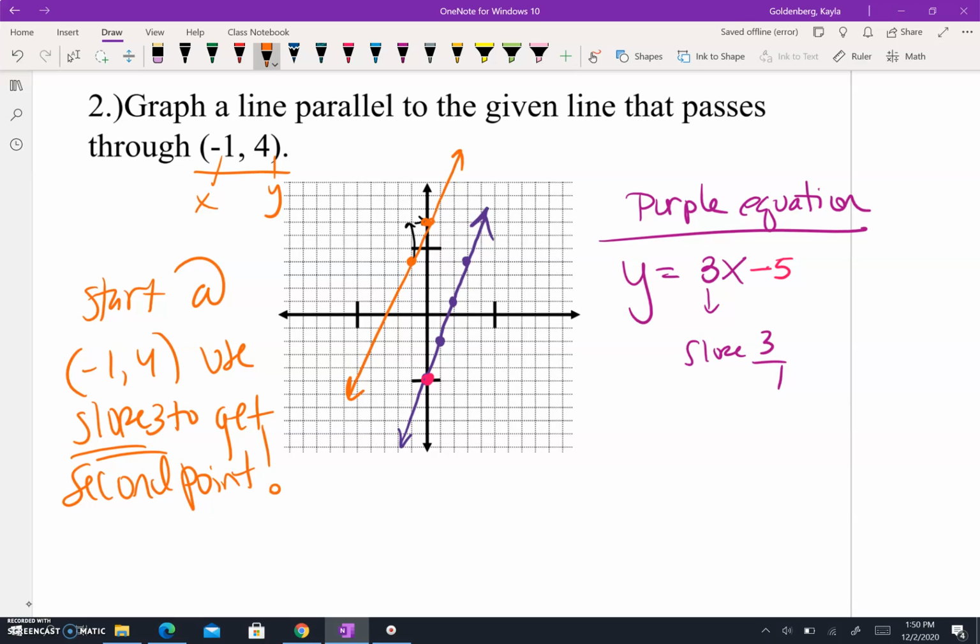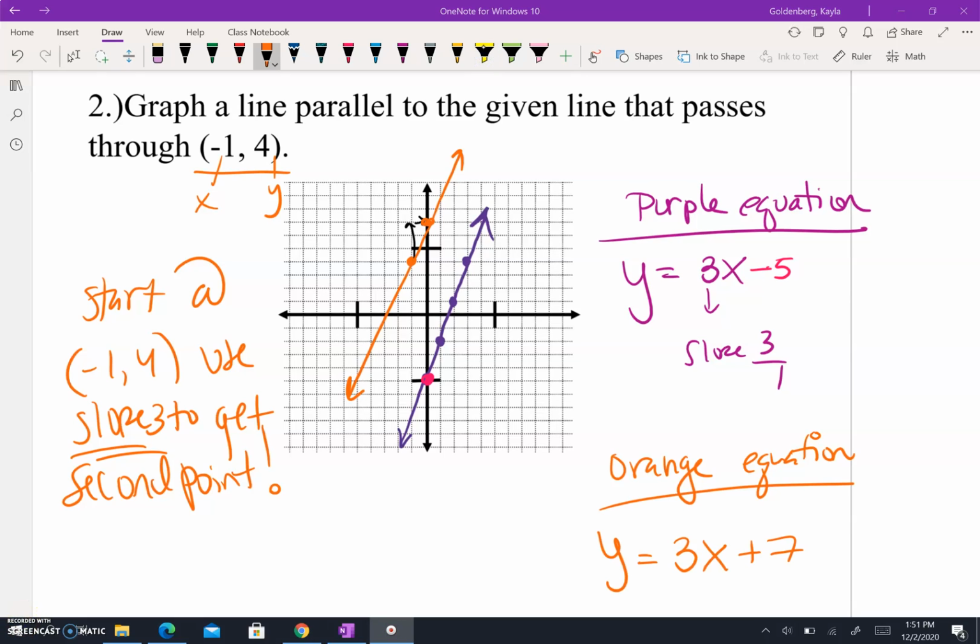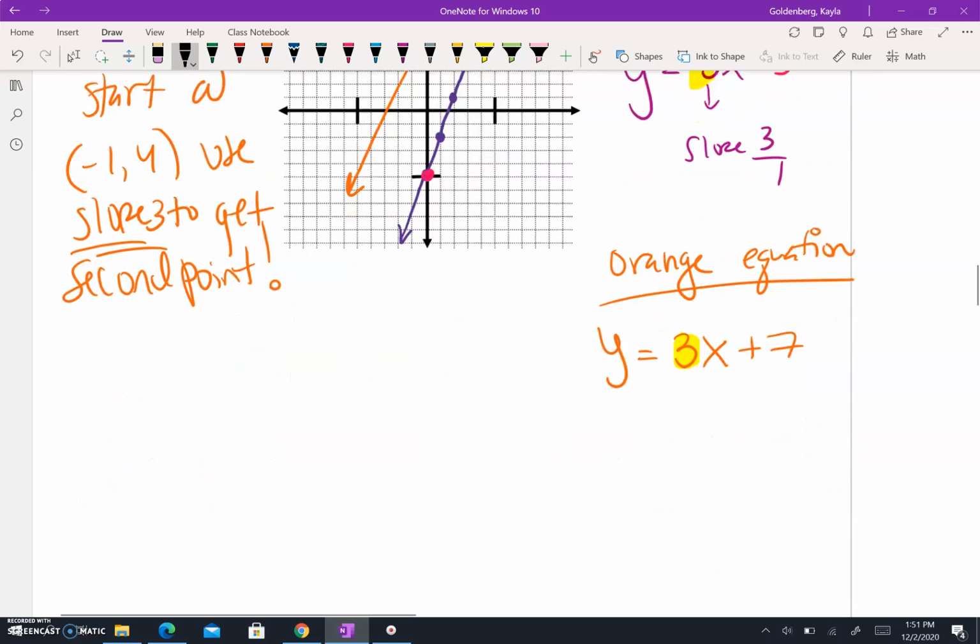If you want to do a secondary, test yourself on your slope-intercept form equation. Try and write out the equation for the orange line just to test how you're feeling with slope-intercept form. Pause the video and unpause when you're ready to check. Okay, there's your orange equation. Notice it's got that same slope because we need to ensure they're parallel. The y-intercepts will be different. This one hits at a height of 7.